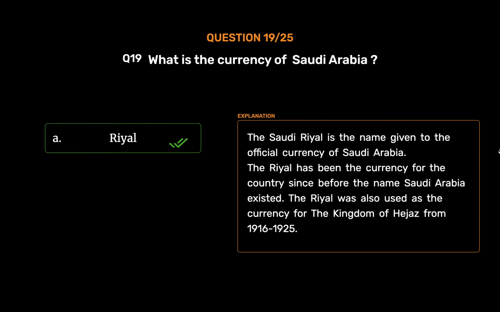Rial. The Saudi rial is the name given to the official currency of Saudi Arabia. The rial has been the currency for the country since before the name Saudi Arabia existed. The rial was also used as the currency for the Kingdom of Hijaz from 1916 to 1925.